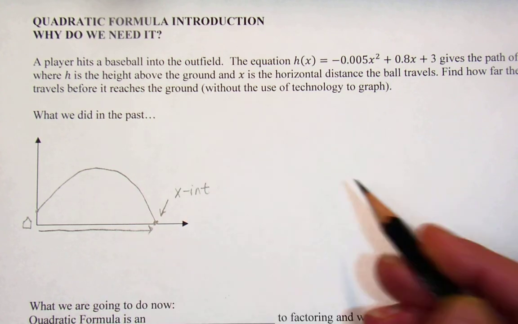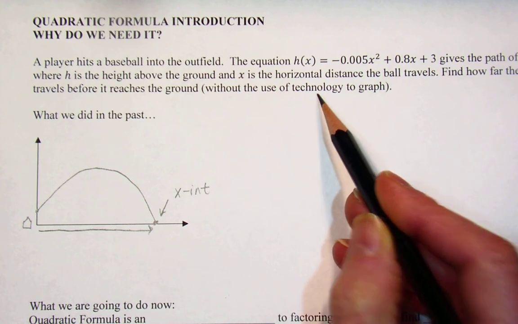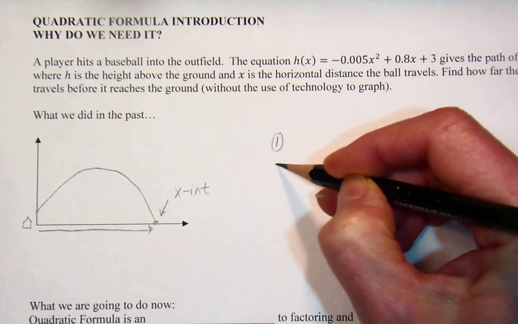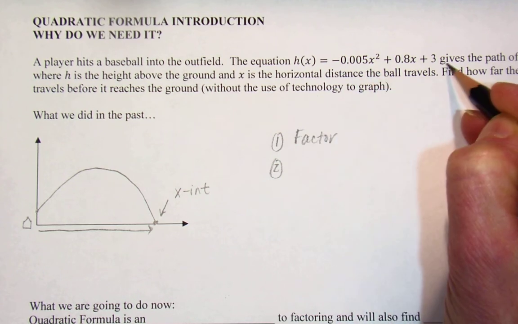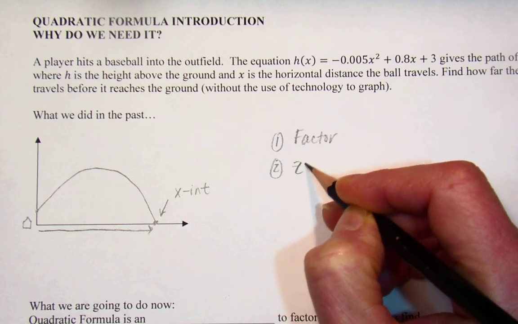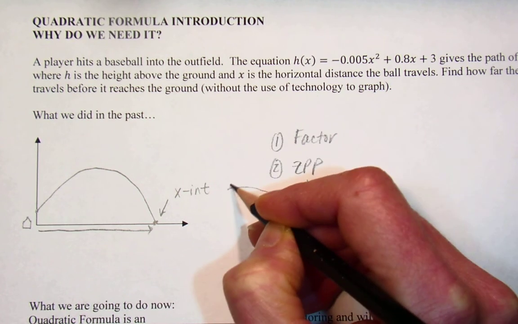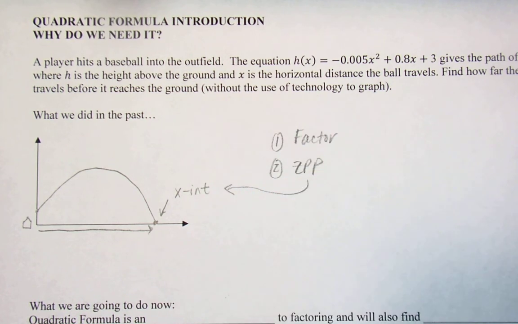Now in the past, if we didn't have technology to graph, what we would do is we would first of all factor the trinomial. We've done plenty of examples like that. And then we would use the zero product property, which would then lead us to our x-intercept.